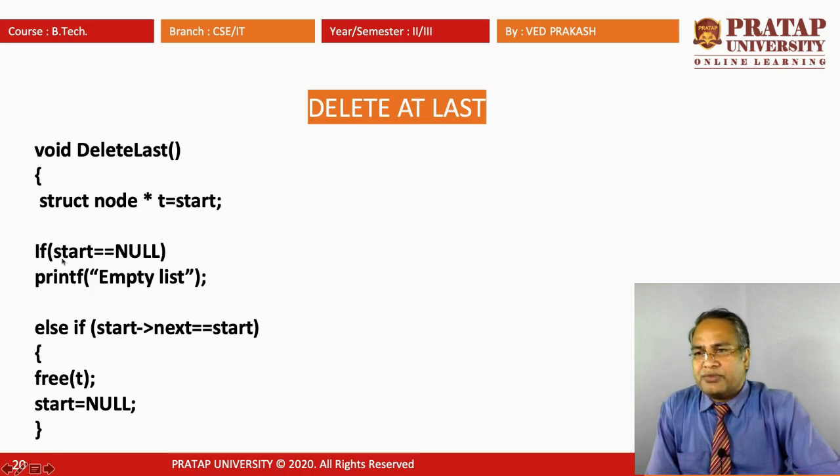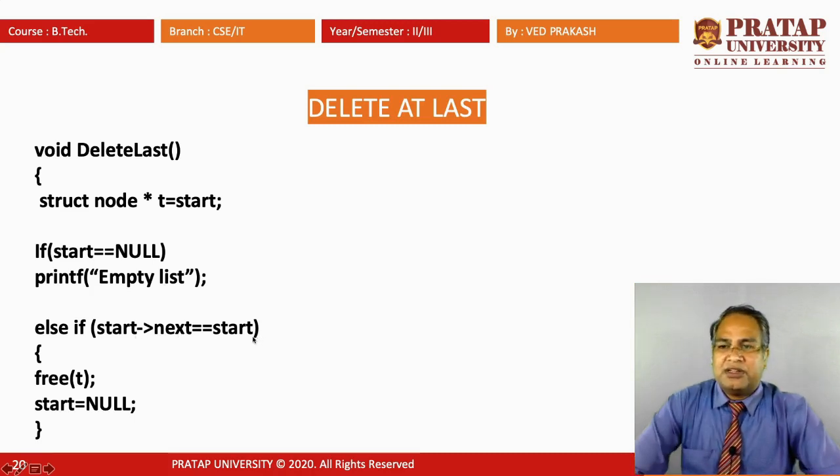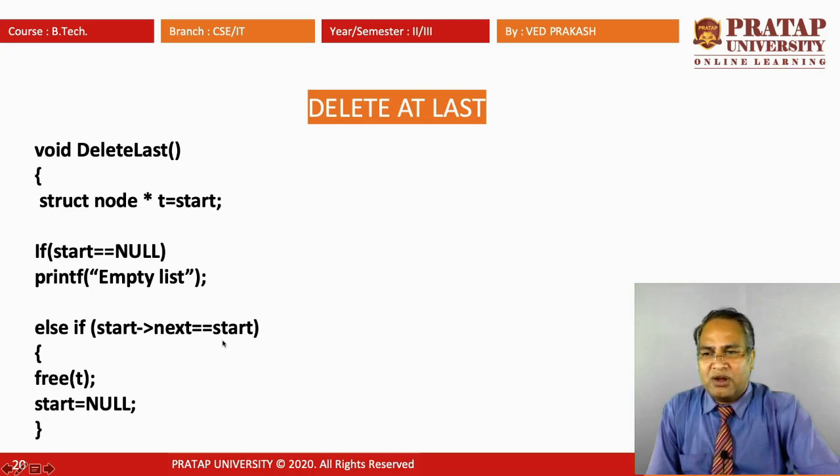Now, if start equals null, then we can say our list is empty. Else, if start next equals start, then in such a case we can say there is one node, and this one node can be removed: free T, and start is set to null. So this denotes the case where there is only one node in the circular linked list.